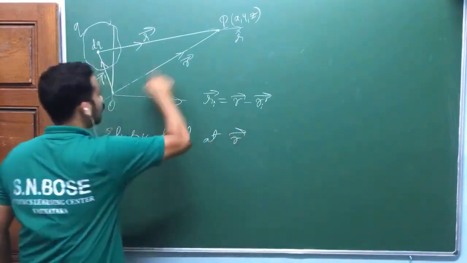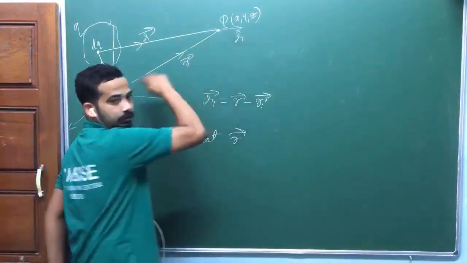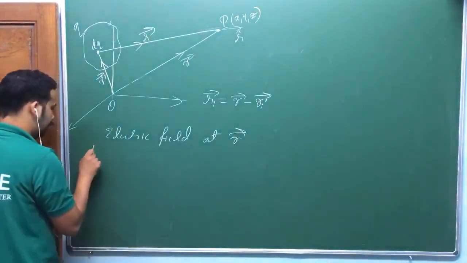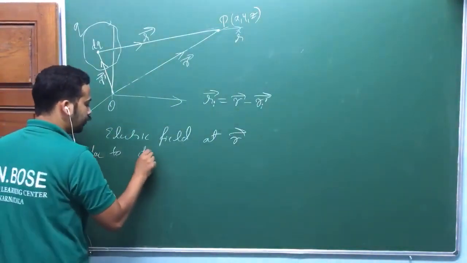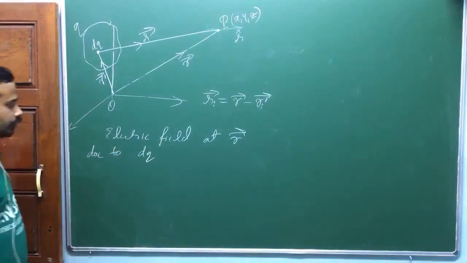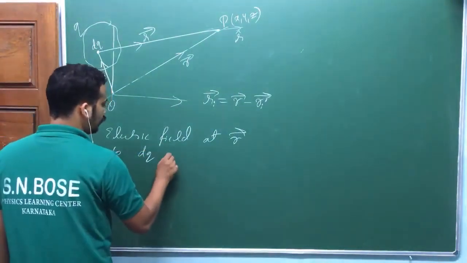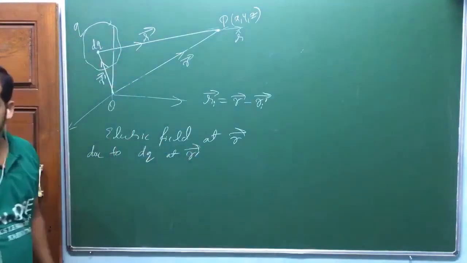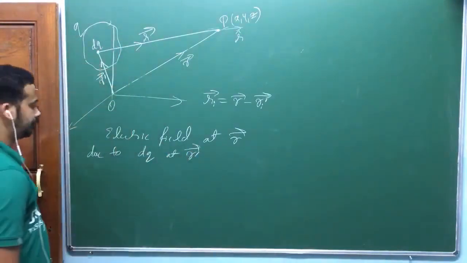Electric field at R vector. Can I write like this? At R vector, that means I am pointing out this point in space with respect to origin. At R vector due to dq, where dq is at R prime vector. Am I right? dq is at R prime, isn't it?